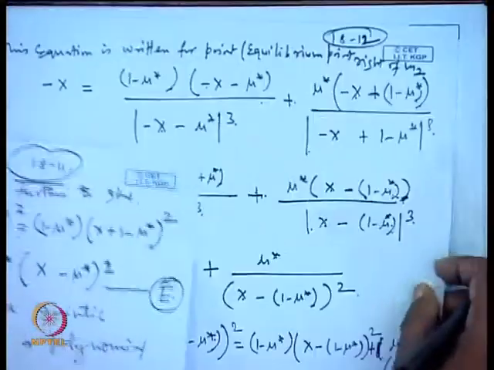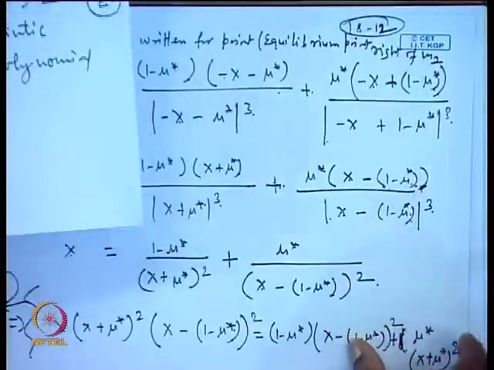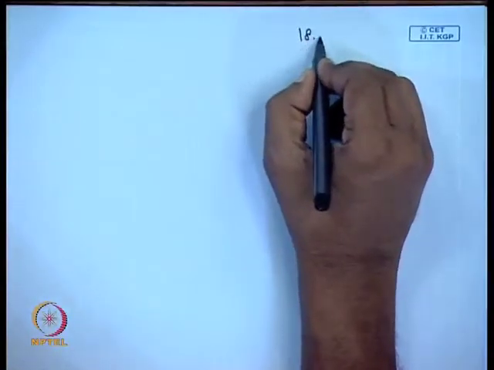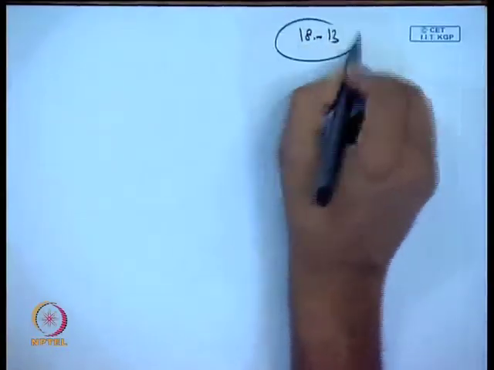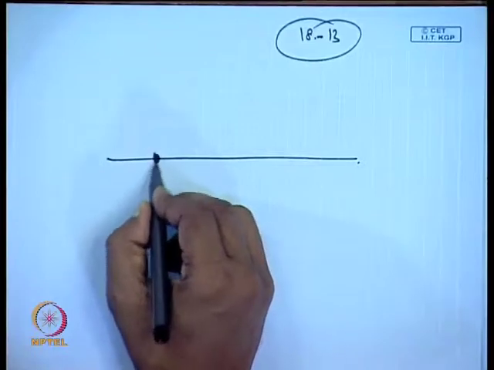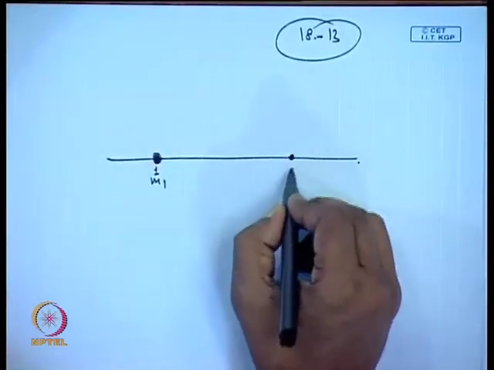Okay, now from these two equations E and F, this is our equation number F and this is equation number E. Now the same thing again I am going to explain in a rather very simple way. See exactly what we have done. This is our point M1 and this is the point M2.